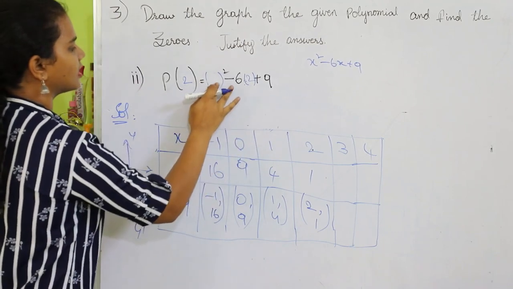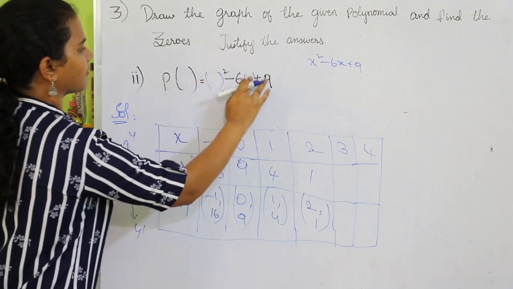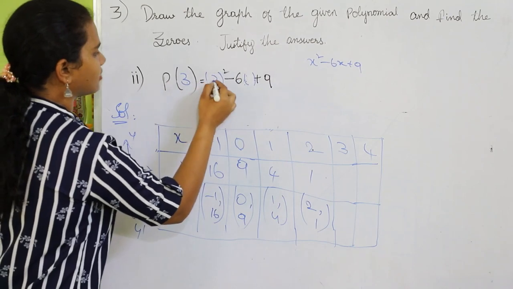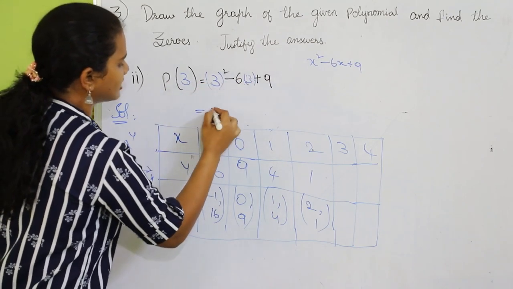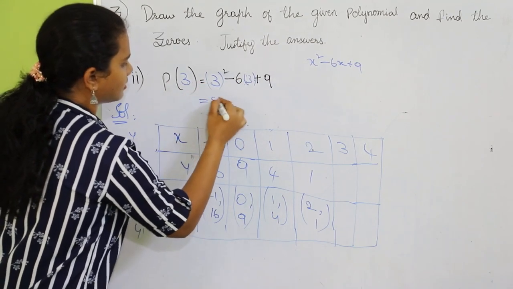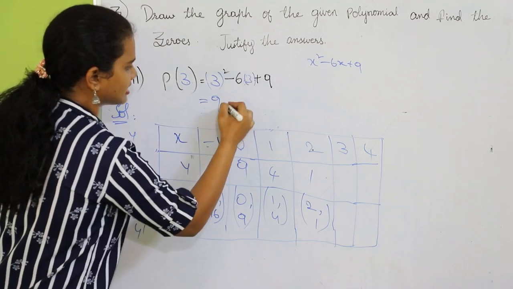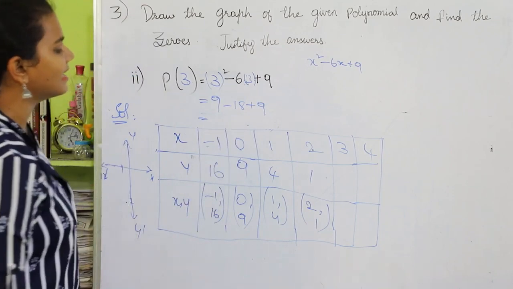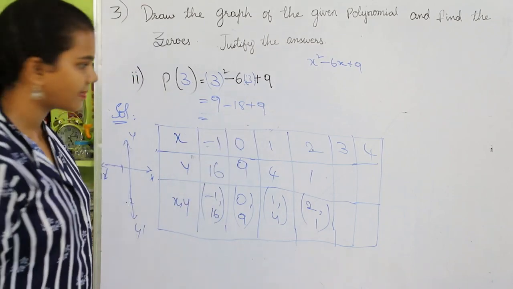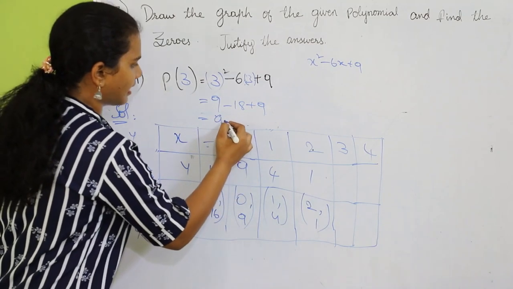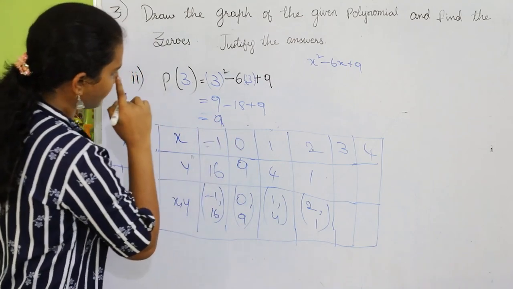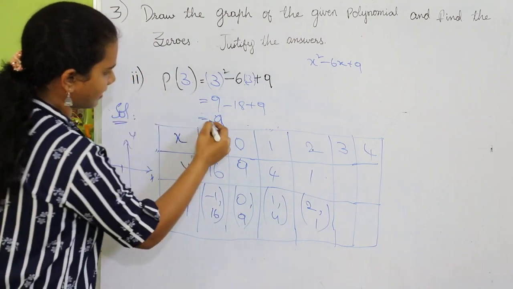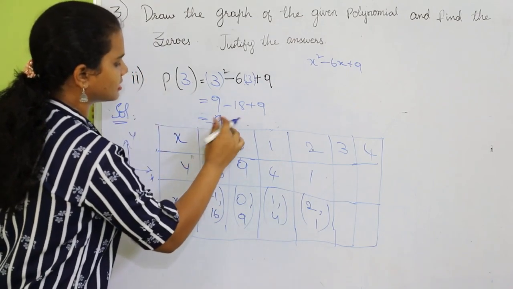Let's bring over the next one, the third one, where p of x equals 3. 3 square means 9. 6 times 3 is 18, minus 18 plus 9. Minus 18 plus 9 is minus 9, because we have a minus, so minus 9.